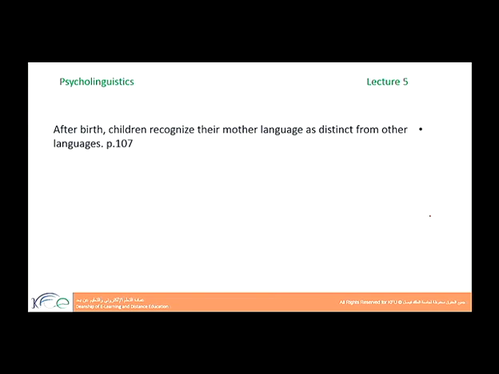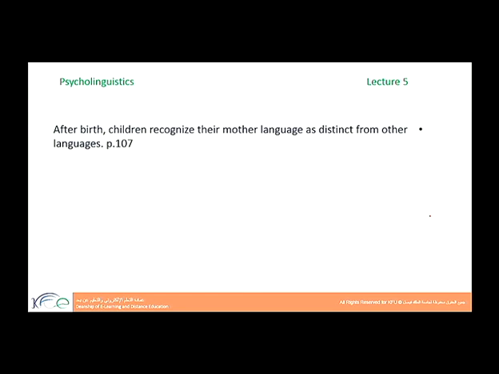Then, after birth, children recognize their mother language as distinct from other languages. Now, some of you might say, well, is that possible? Do children know languages? How do you know that children know languages? Well, this is correct, but we have an explanation for it. The children actually respond differently to different languages. When you play the first language to the child, their brains will respond differently than when responding to another language, so a second or third or a foreign language in general. The response is different when they hear the first language or other languages.